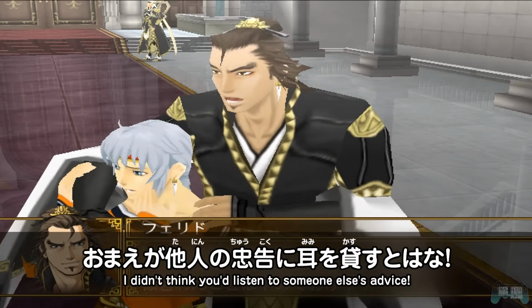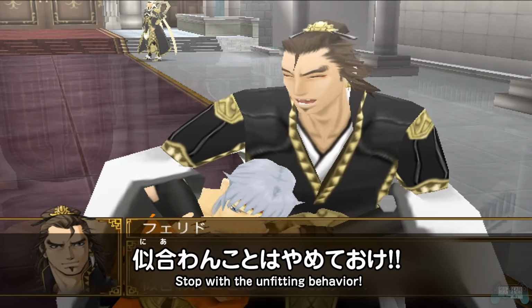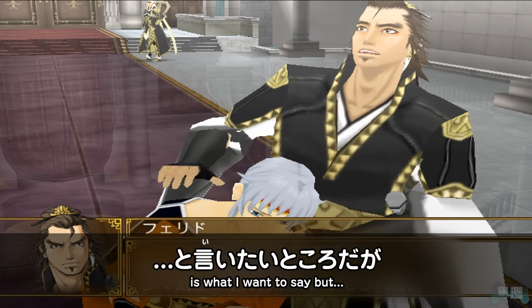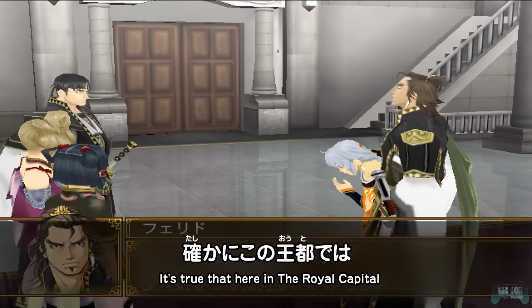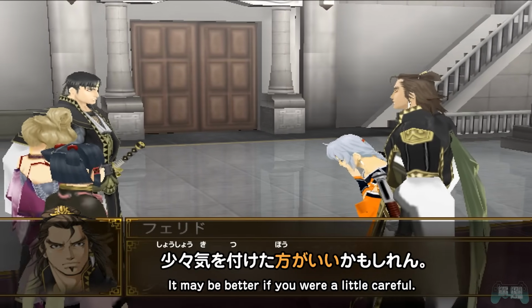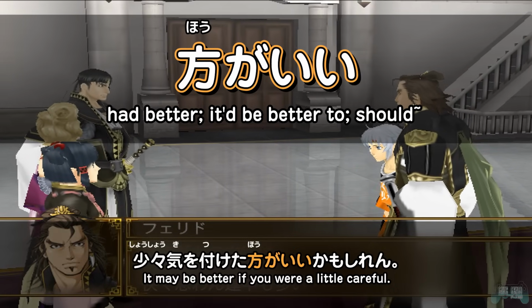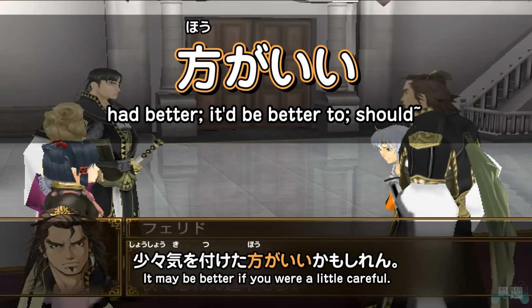お前が他人の忠告に耳を貸すとはな。いやわんことはやめておけと言いたいところだな。 確かにこのオートでは少々気をつけた方がいいかもしれん。 方がいい had better, it should be better too, or you should.